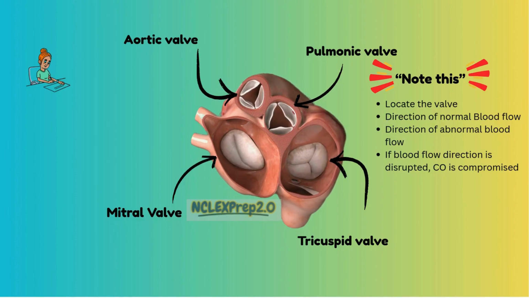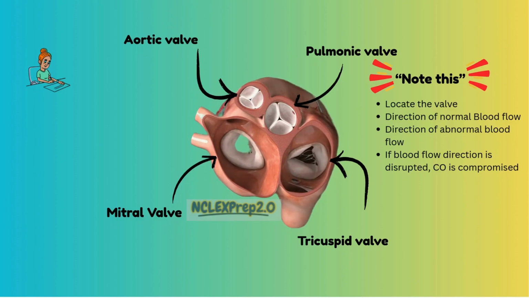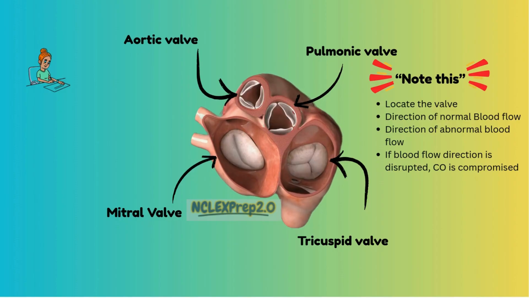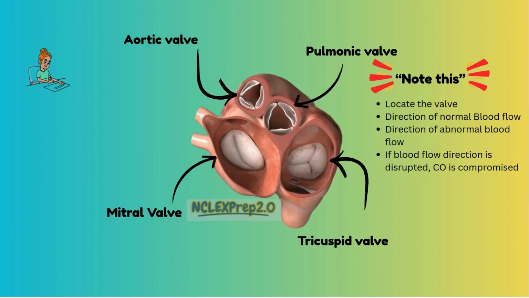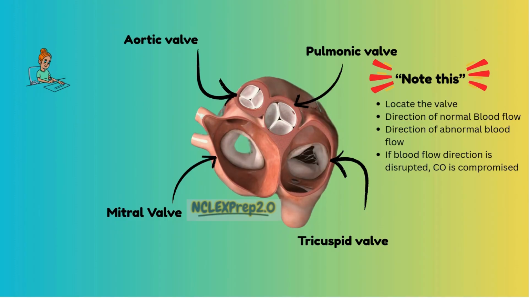First thing, locate where the valve is, then the direction of blood flow in a normal working heart, then imagine how the direction of the blood flow is affected with the disease present. Finally, note that if blood flow direction is disrupted, the end result will be that the cardiac output will also be compromised.